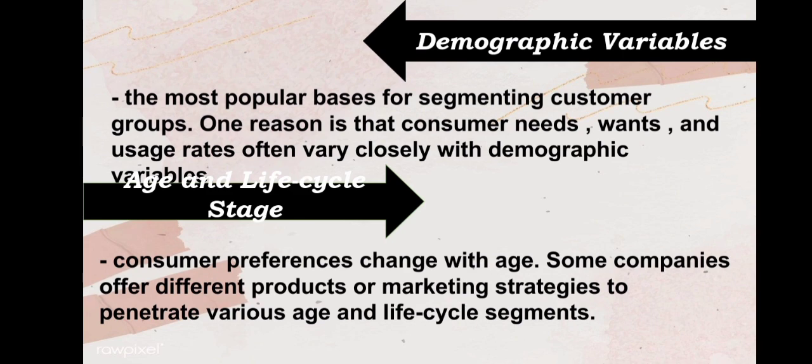Kani sa demographic variables, it is a demographic research na include ang age, sex, income level, employment location, or level of education para ma-identify nimo ang imo ang customer. Next is the age and life cycle stage. It is a strategy in which a product market is grouped into segments on the basis of age, so that the organization can more precisely target its offering to the needs and wants of each stage of life of interest to it. Some companies offer different products or marketing strategies to penetrate various age and life cycle segments.